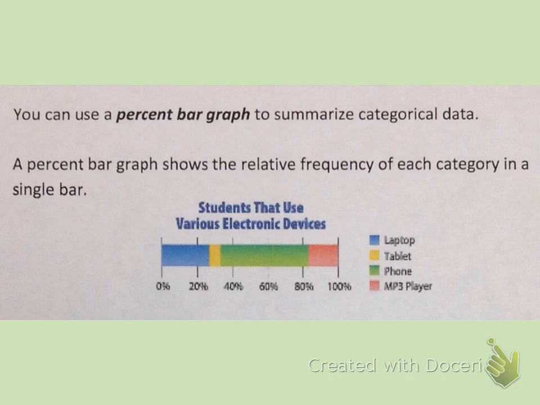Another way to summarize categorical data is a percent bar graph. A percent bar graph shows the relative frequency of each category in a single bar. So here, this is why I said you needed to have something with colors, because I'm not sure this showed up very well on your notes. So make sure that you have split your percent bar graph into the different colors with either some colored pencils or markers or highlighters. They don't have to be the same colors as mine, but just make sure that you've split up your percent bar graph with colors.